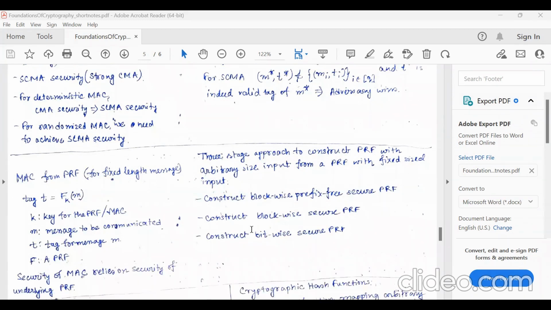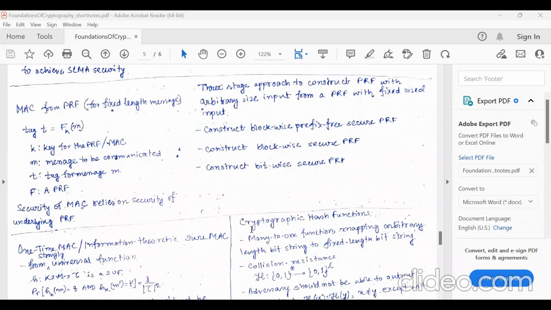that is it. Now next we see the construction of MAC from PRF. So for fixed length message, using PRF, you can compute MAC as, so you generate the tag T as F_k of M, where F is your PRF, k is the PRF key, also the same k is said to be the key for the MAC algorithm, and M is the message that you want to be authenticated.